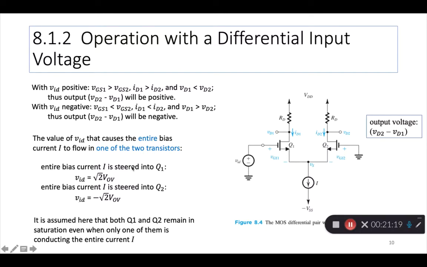So this derivation is in the textbook. It's not very difficult, but take a look at it. But the bottom line is this VID can be this limit, root 2 VOV, or it can be minus root 2 VOV to make your current entirely in one device or entirely in the other device. And for any value of VID between these two, the current will split in some proportion between the two devices. So it is assumed here that both Q1 and Q2 remain in saturation even when only one of them is conducting the entire current. Okay.